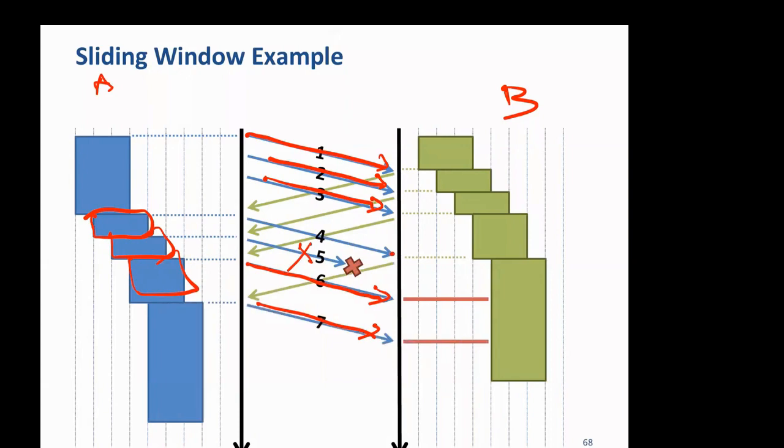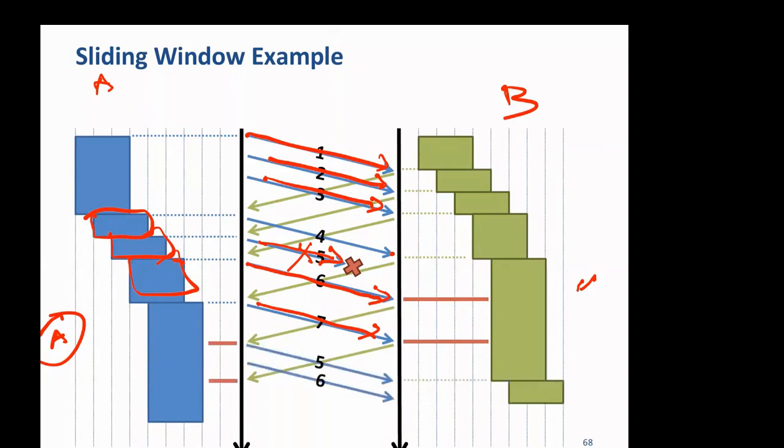Now from that, how does A know that it has to resend packet number 5, or segment number 5? How does it know? Anybody? Because B will not send ACK for it, right? So what will happen as a result of that is it will again send 5, 6, 7.